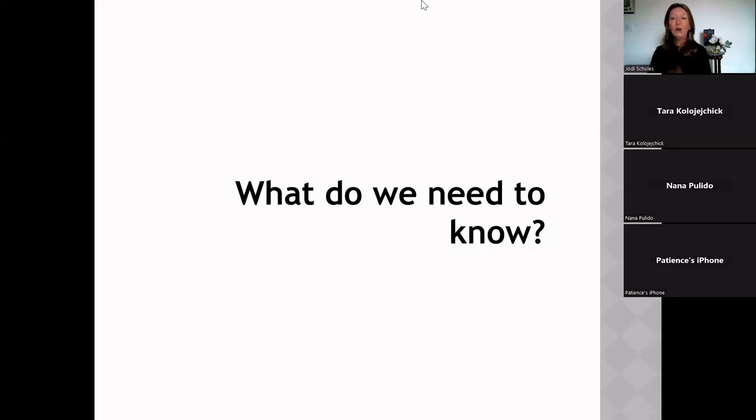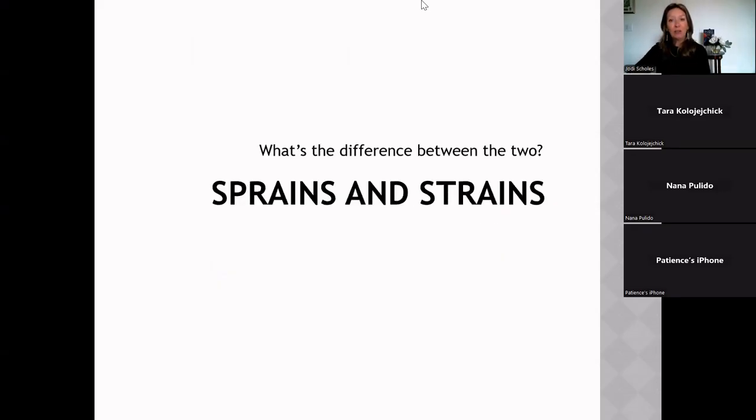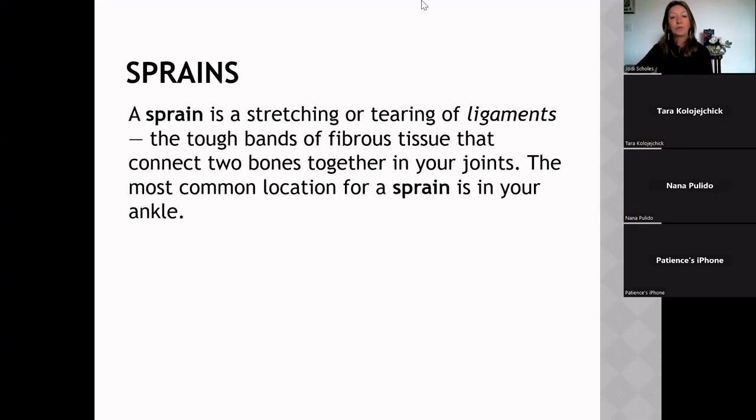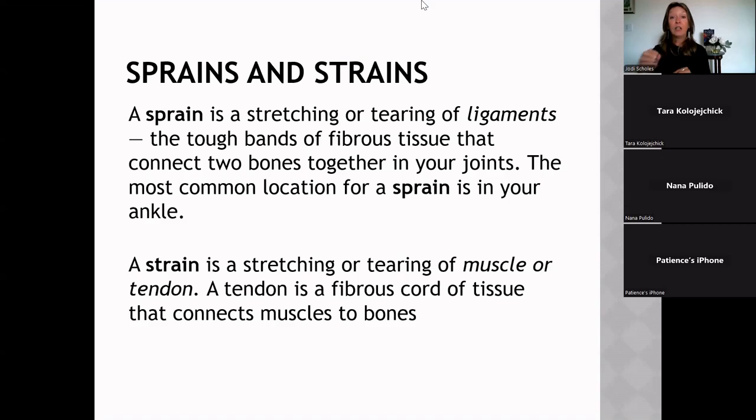So what do we need to know? Let's get to it. Let's start with some sprains and strains. You do need to know the difference. There's a very specific difference, and trust me, it's easy. It's actually easy. So sprains affect ligaments. This is when there's a stretching, a tearing. Ligaments connect bones to bones. And this is where a sprain can occur. So again, sprains affect ligaments.